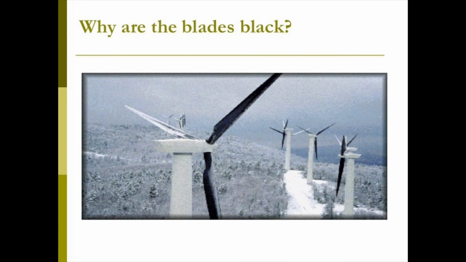This is a picture of wind turbines at a small wind farm in southern Vermont. Here's a question for you. Why are the blades on these wind turbines black? In every other case we've seen wind turbines, the blades haven't been black, but here they're black. What do you think? Well, the answer, as many of you would have guessed, is that the black blades allow these turbines to shed snow loads. The black blades heat up in the sun and allow snow to melt off the wind turbine blades.